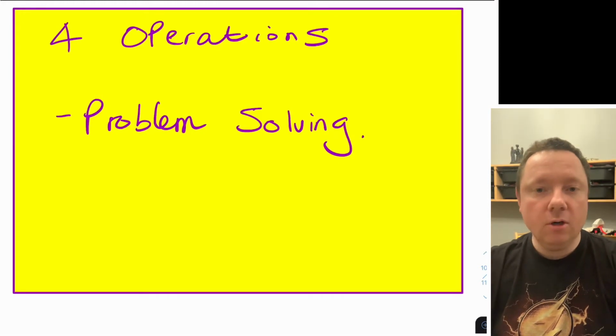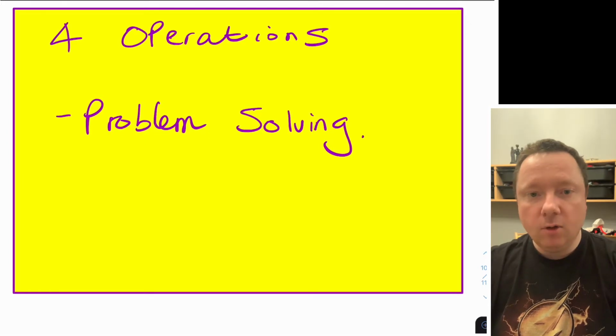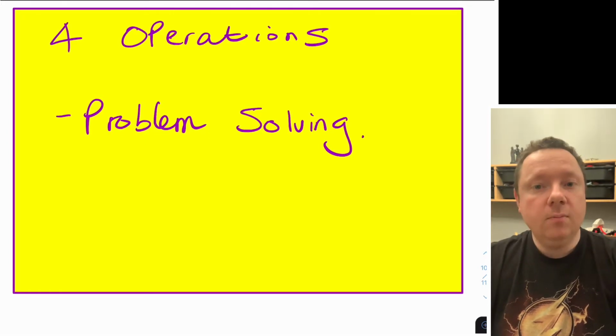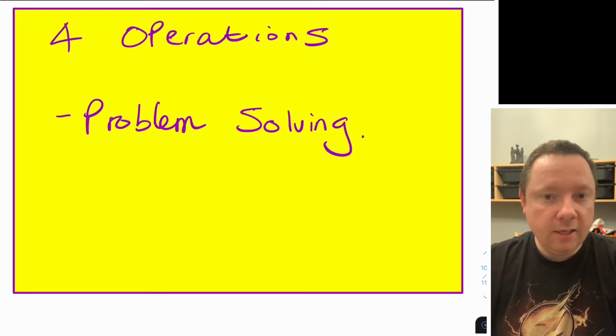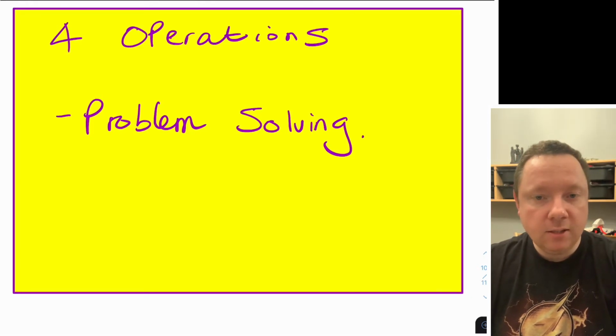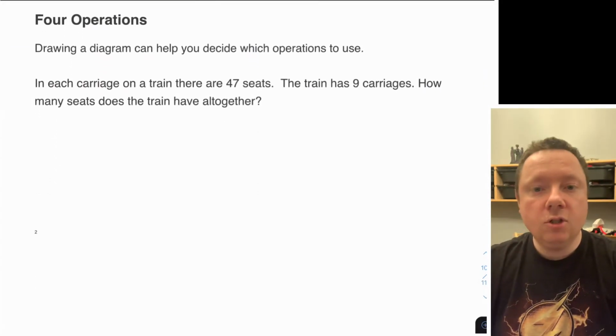Today we're going to be looking at our four operations: add, subtract, times and divide. And we're going to see, in the context of problem solving, how we know which one to use. I'll give you a few strategies that you can try that might help you work out which ones to use. I'll briefly recap some of our strategies for adding, subtracting, times and dividing, and give you lots of examples that you can try. So let's go into our first example.